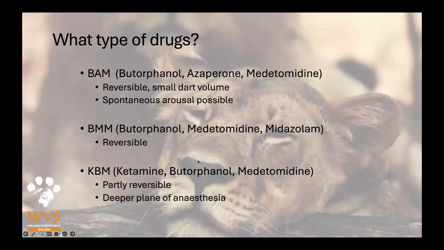I would say we're using them more for cheetah and wild dog anesthesia. So basically more in animals that we really want to wake up much faster, because when you look at all these drug combinations, especially the BAM and the BMM, you don't have ketamine in there. So it's a reversible anesthetic. The butorphanol is your opioid part of the combination, so you can reverse that. And the medetomidine you can also reverse, okay?